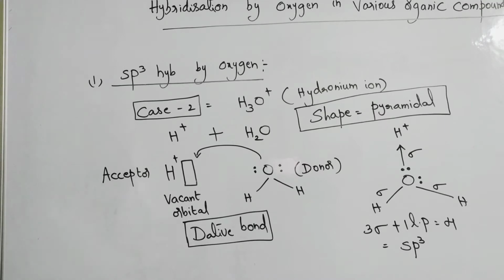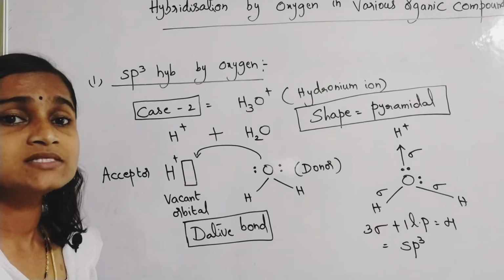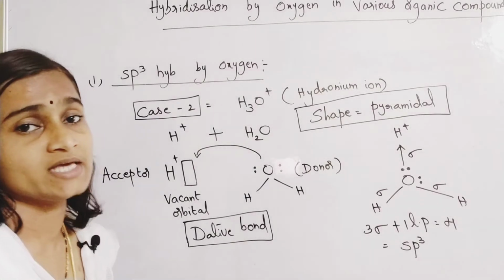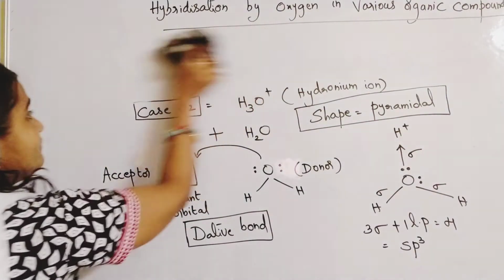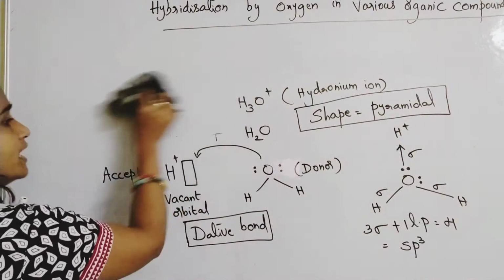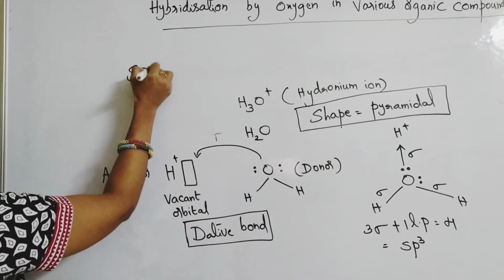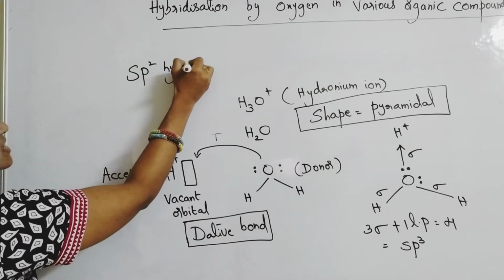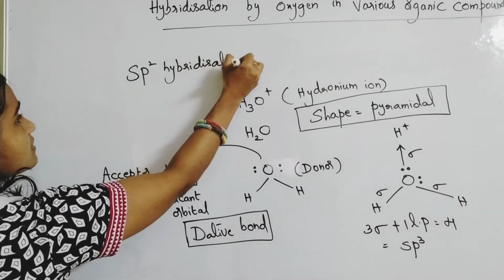Right, next we will go for the examples where oxygen is undergoing sp2 hybridization. Okay, next we'll move on to sp2 hybridization, where oxygen is undergoing sp2 hybridization.